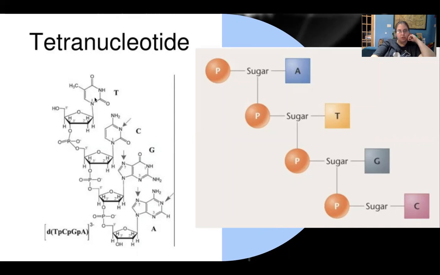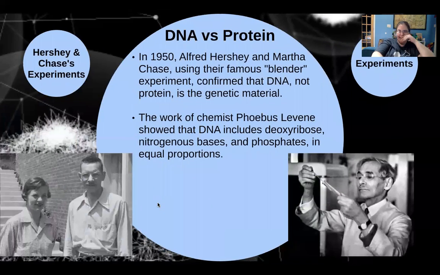And this is just showing you more the chemical structure of it, as opposed to just little easy to see diagrams. So thymine, cytosine, guanine, and adenine.